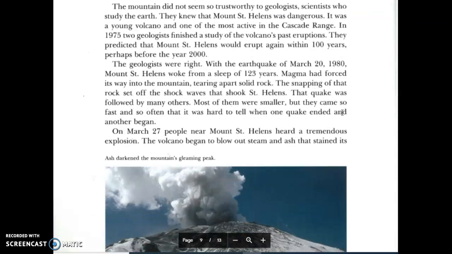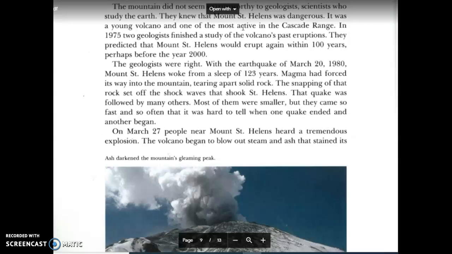The mountain did not seem so trustworthy to geologists, scientists who study the earth. They knew that Mount St. Helens was dangerous. It was a young volcano and one of the most active in the Cascade Range. In 1975, 2 geologists finished a study of the volcano's past eruptions. They predicted that Mount St. Helens would erupt again within 100 years, perhaps before the year 2000.